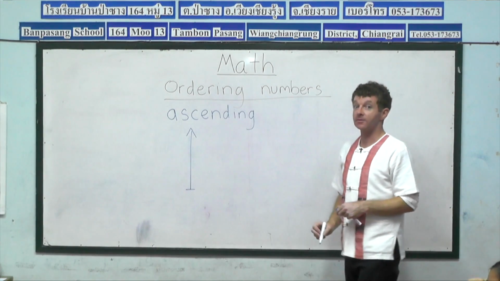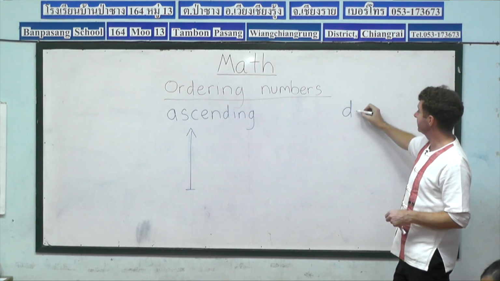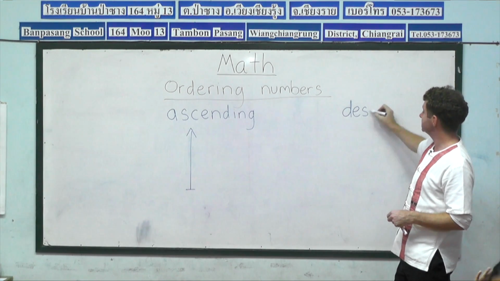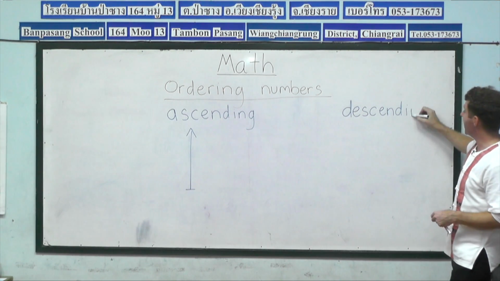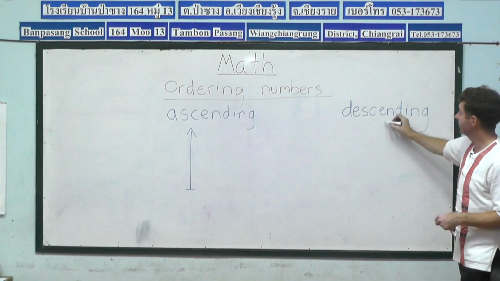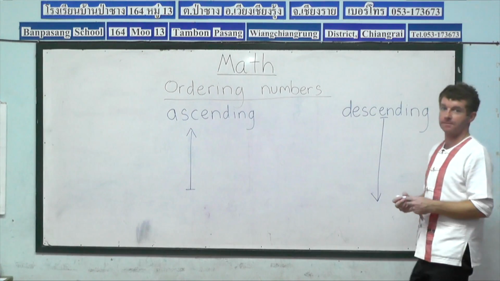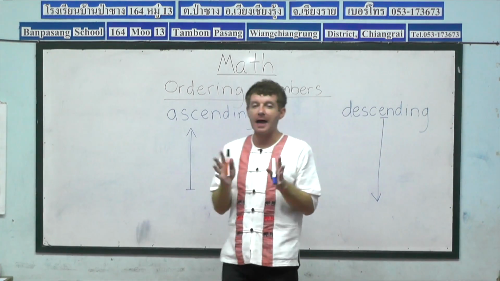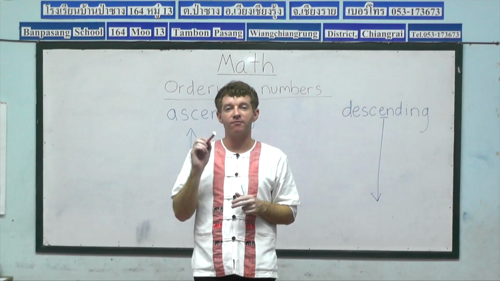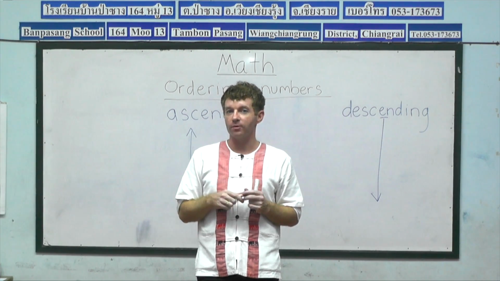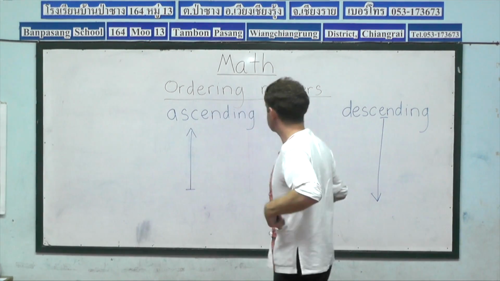From smallest to biggest. And then we have descending, D-E-S-C-E-N-D-I-N-G. Descending, to go from biggest to smallest. So what I'm going to do now, I'm going to ask my students to close their eyes, and I'll write some numbers on the board. And first of all, I want my students to come forward and put these numbers into ascending order. So let's see, we need some numbers first.